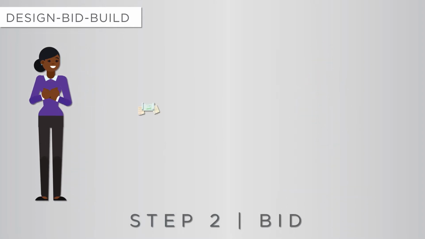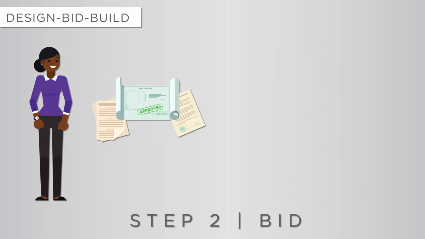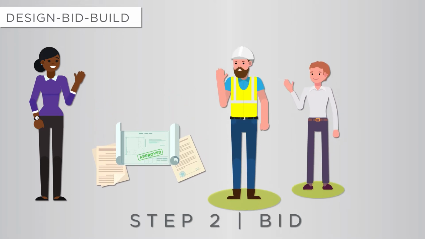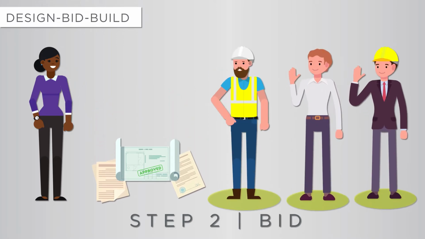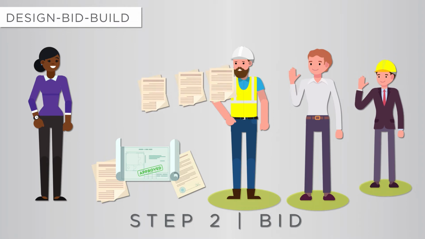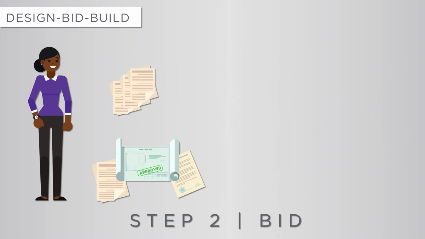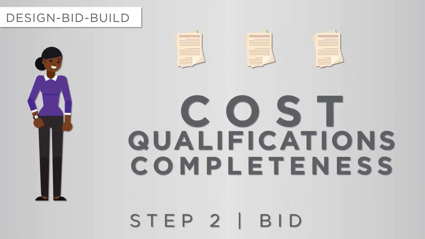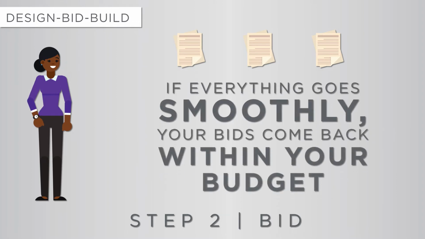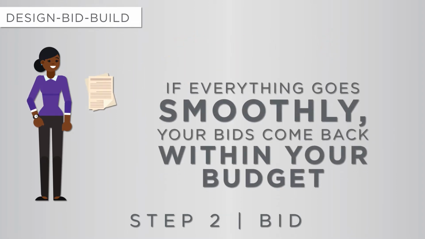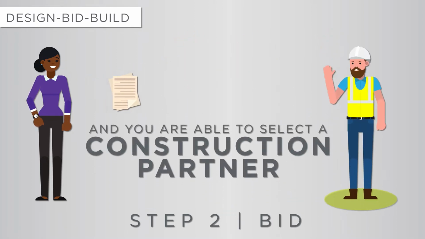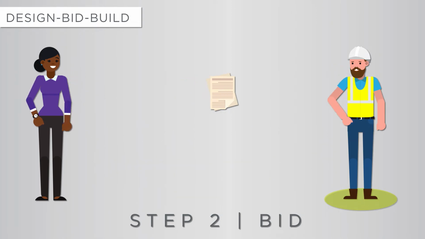Step 2. Bid. Your contract documents are in hand and ready to be sent out to construction contractors. They review the details and reach out to their preferred subcontractors, asking to submit a price on how much this work will cost. Once the contractors have submitted their bids, it's time to evaluate and compare the bids for cost, qualifications, and completeness. If everything goes smoothly, your bids come back within your budget and you are able to select a construction partner to work with on the project.